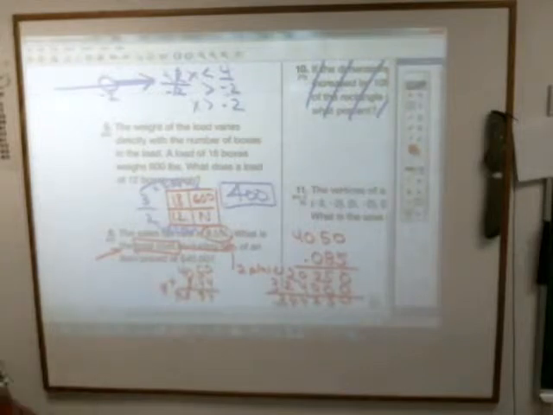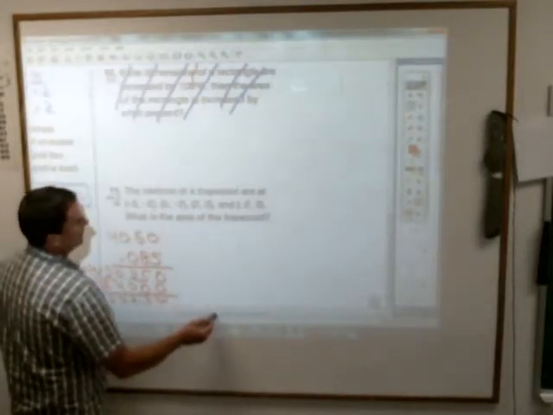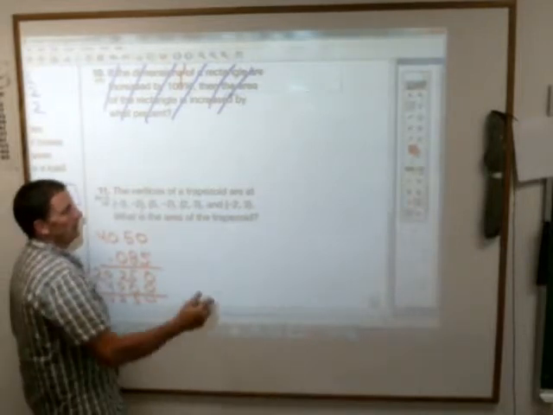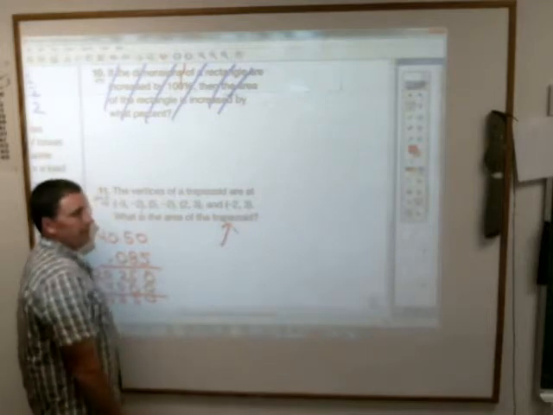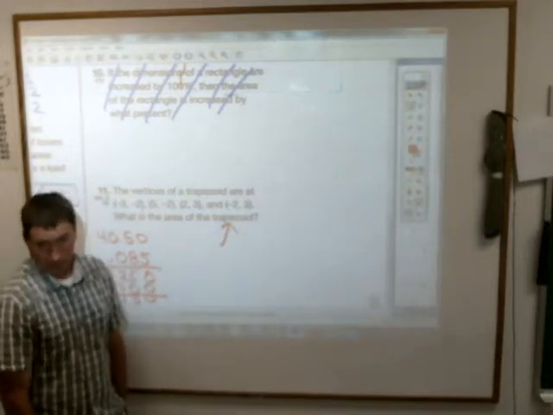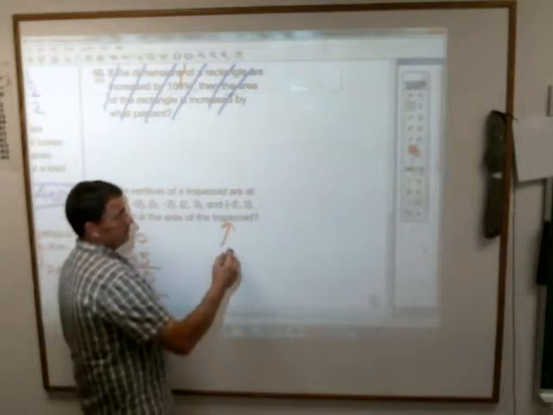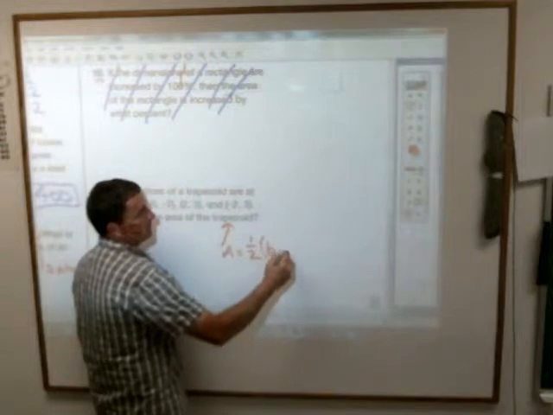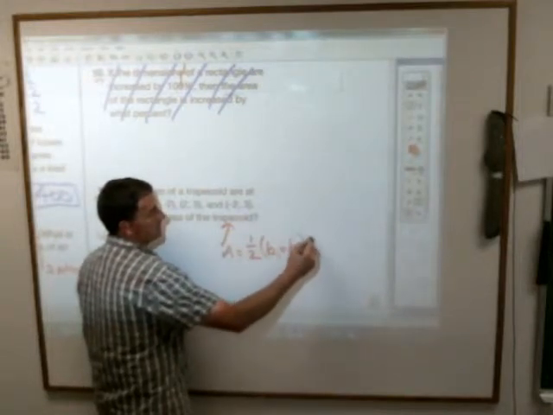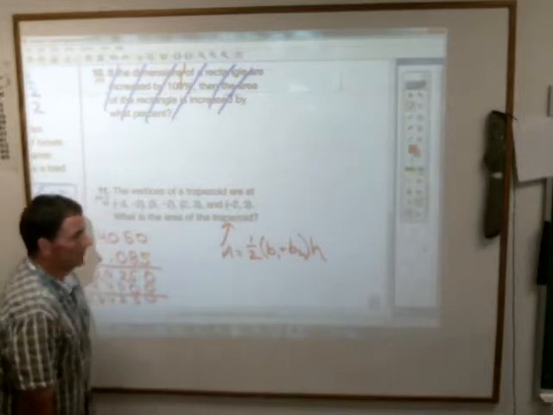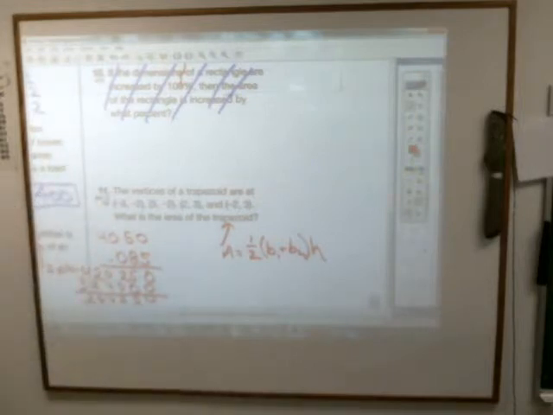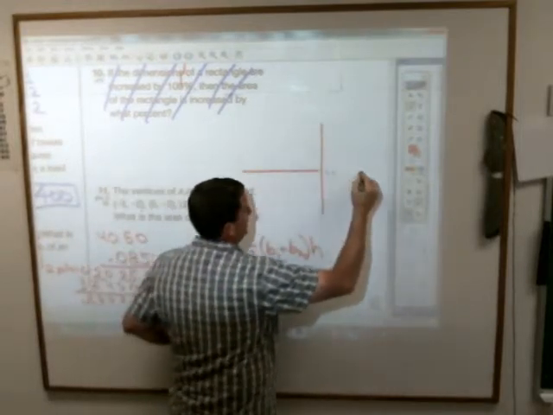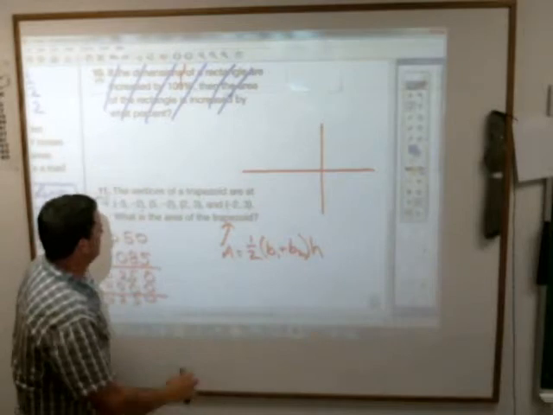Morgan? Number 11. And on this one, ladies and gentlemen, I would write the formula for the area of a trapezoid in my notes. Area of a trapezoid is 1/2 of base 1 plus base 2 times the height. Righto? Okay. And then you just need to make sure that you're doing this on a nice piece of graph paper so that it works out.